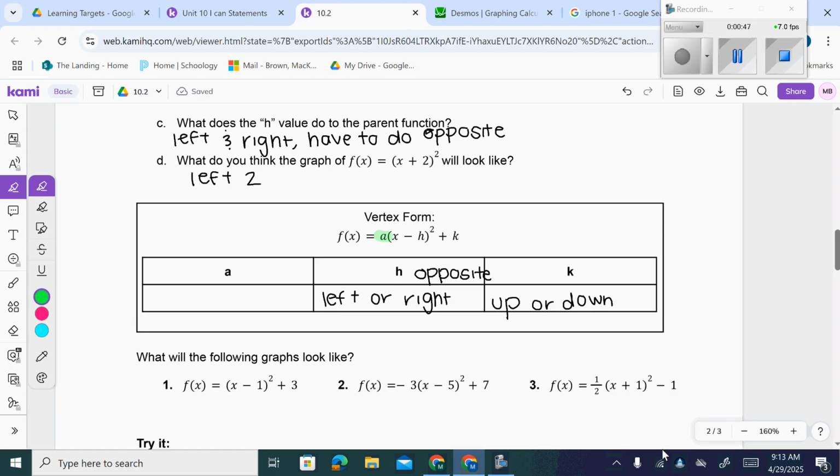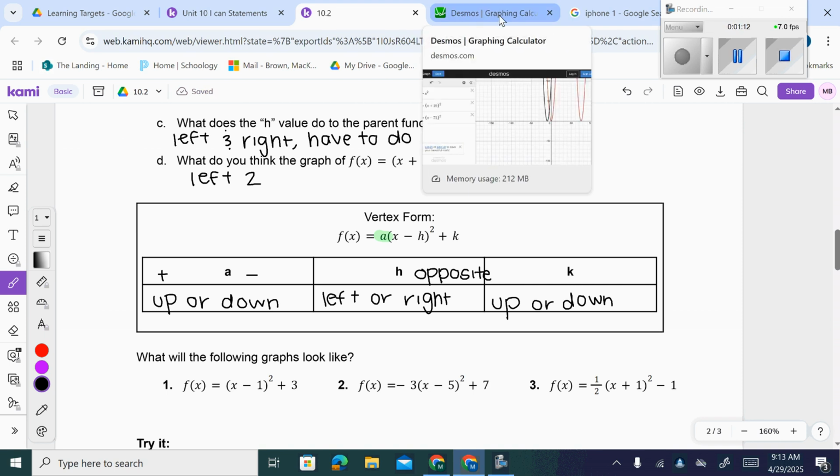Everybody look back here. Normally a parabola opens up like this, correct? But if it's negative, it's going to flip it to make it go down. So your a tells you if it's going up or down. Which one would go up if your a is positive? And if your a is negative, it'd go down. It does one other thing.